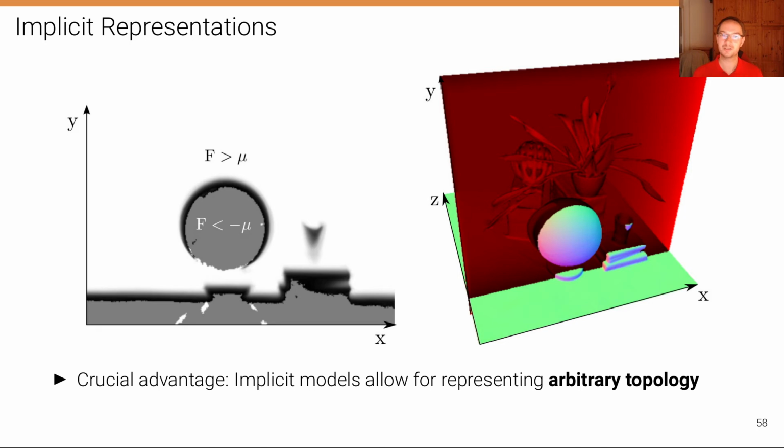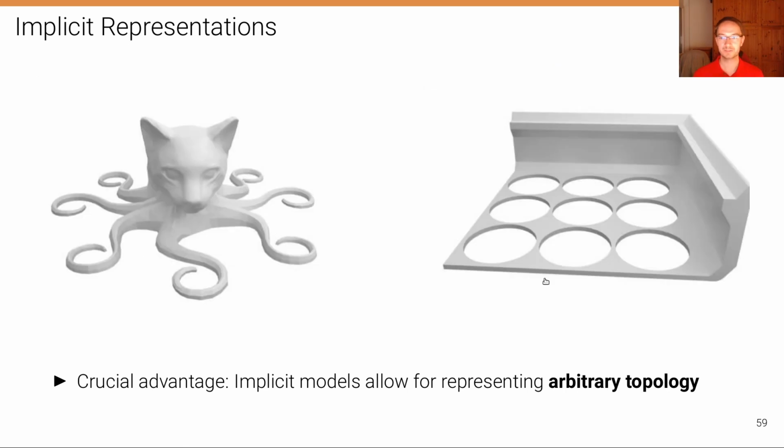It's much harder to change a mesh because you have to connect vertices differently if you change topology. But here you just have to change the SDF value of the voxels. And here's an example with different topologies. So here we have a topology with holes. Here we have a simpler topology.